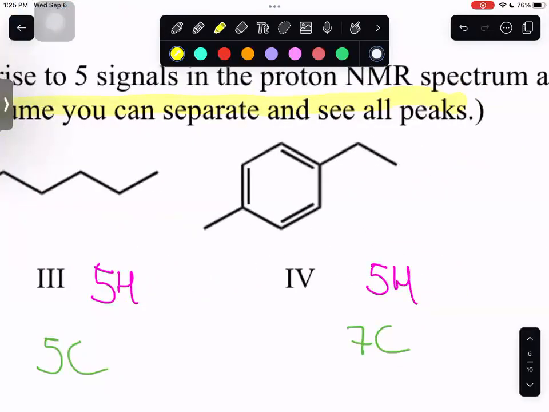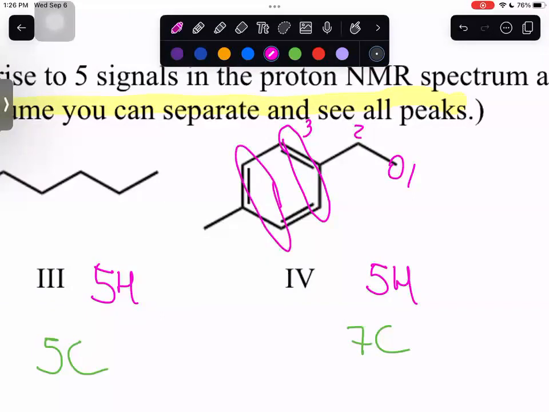Number 4 for HNMR. Okay, let's do number 4 for both HNMR and CNMR. Okay, let's start with HNMR. So that's 1, 2, 3, 4, and last one 5.